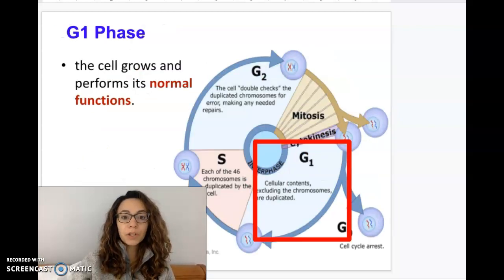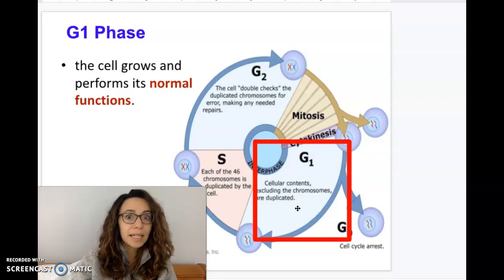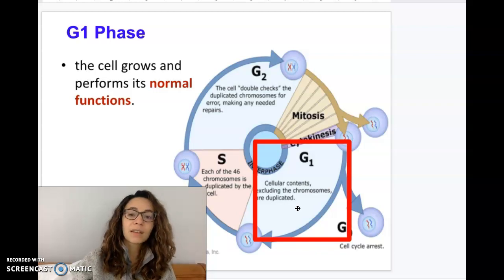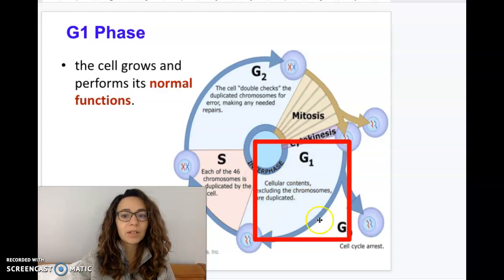So let's start with the first part of interphase. It's called G1. This is where the cell just grows, performs its normal functions, just doing its day-to-day thing. If it's a muscle cell, it's contracting. If it's a blood cell, it's carrying oxygen around the body, right? It's just doing its regular job. G1, you can think of this as the first growth phase.